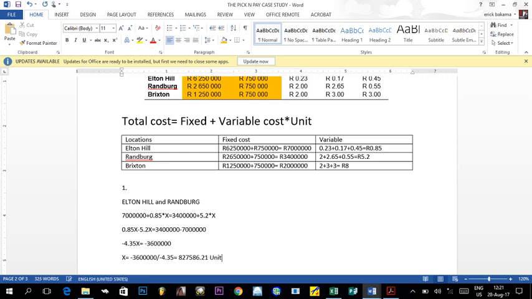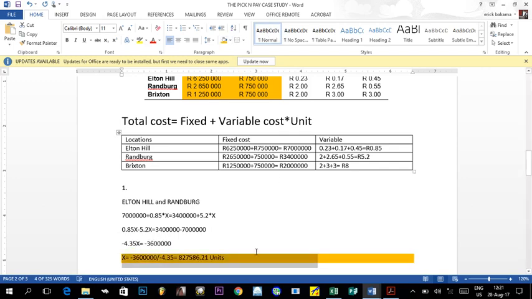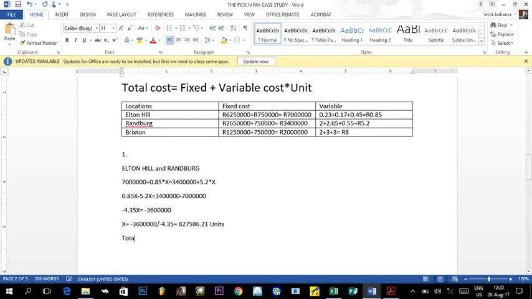These are the number of units. These ones here, they are the number of units that will make Elton and Randburg equally attractive. But now we must notice we must also specify something, that this number of units that we'll find here are only related to these 2 locations here. But what will be the total cost now?